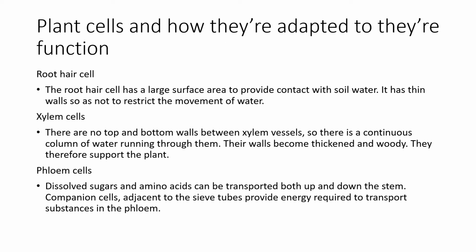So they have xylem cells. There are no top and bottom walls between xylem cells, so there is a continuous column of water running through them. The walls become thick and woody. They therefore support the plant. So they carry water and some dissolved minerals from the roots upwards to other parts of the plant.